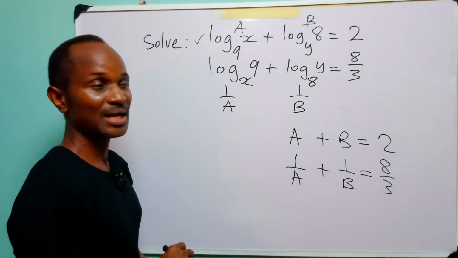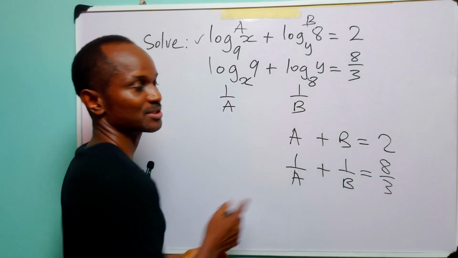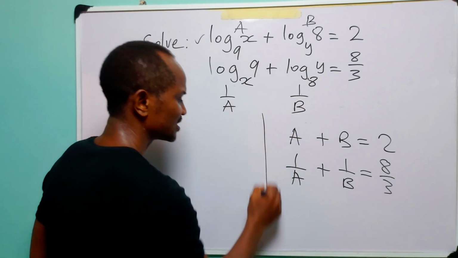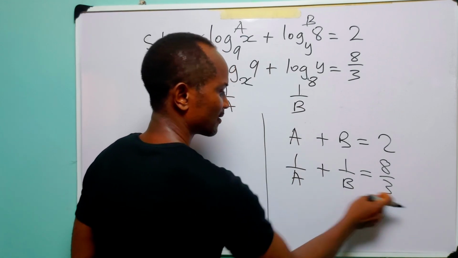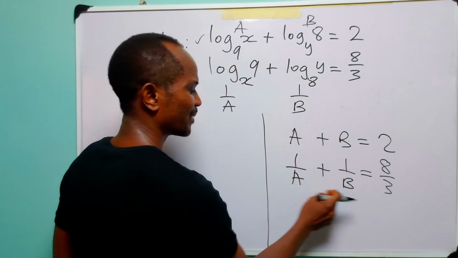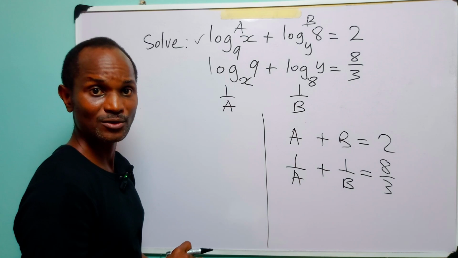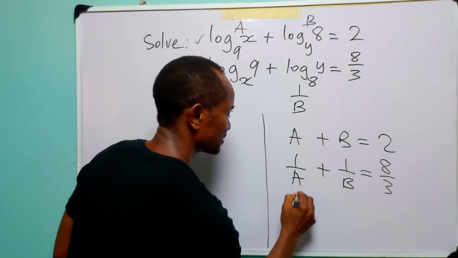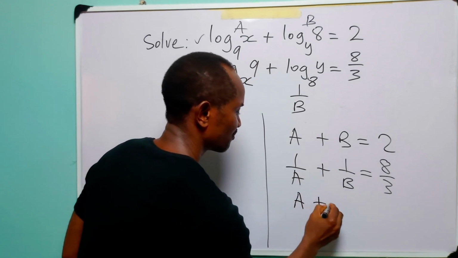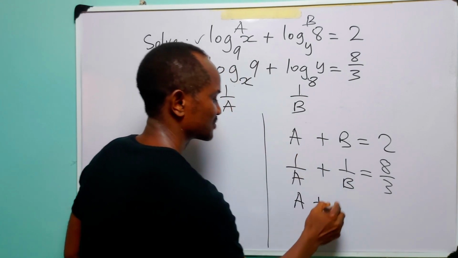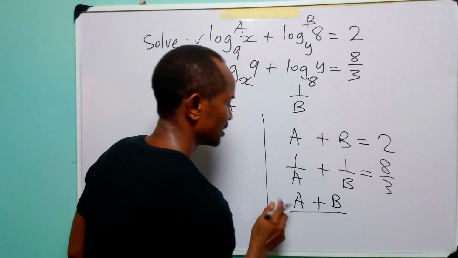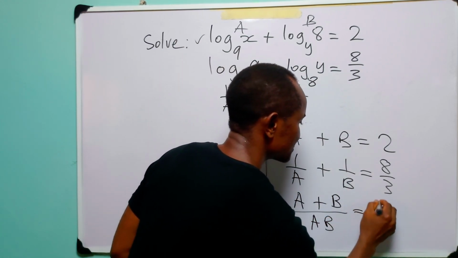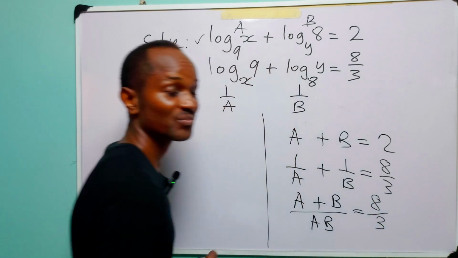Now we can solve these two equations for values of a and b. And then after we do that, we will go back to these substitutions and get values for x and y. Now to solve these two equations, let us start with the second equation. We can combine these two fractions into one single unit. How do we do that? A times 1 is a. We have plus b times 1 is b. A times b is ab, and this is equal to 8 over 3.